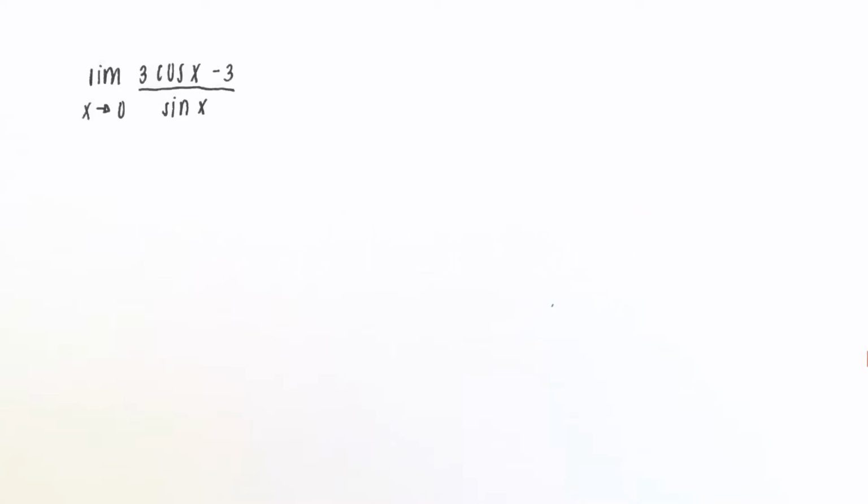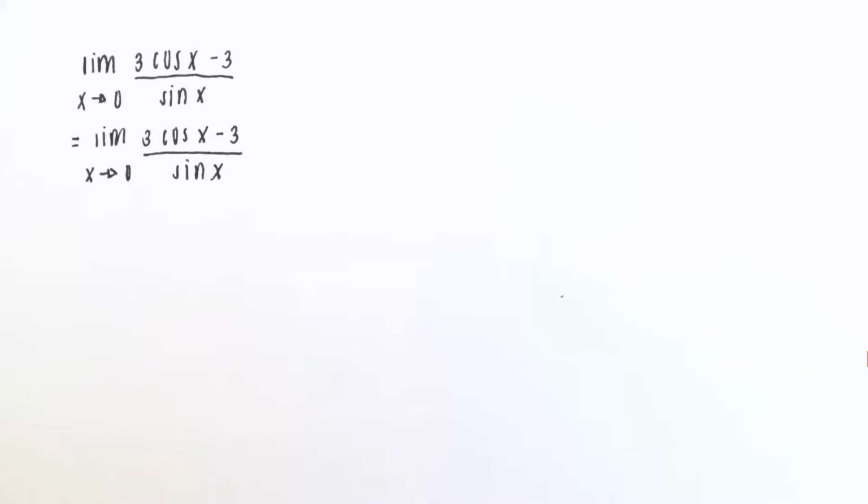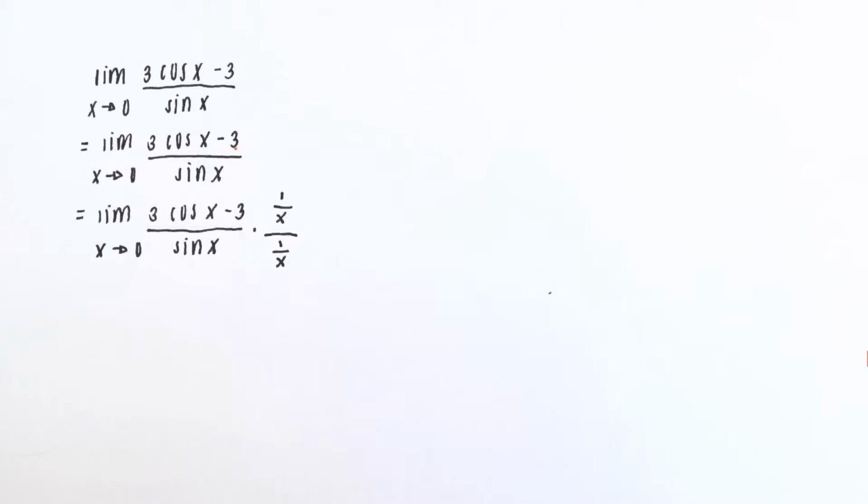Cosine x minus 3 all over sine x as x approaches 0, we notice that there is a trigonometric function of cosine x in the numerator and a trigonometric function of sine x in the denominator. Using the rules of sine x over x equals to 1 and 1 minus cosine x all over x equals to 0, we have to manipulate the function and give the trigonometric function in the numerator and the trigonometric function in the denominator their own denominators. Apply the function of 1 over x all over 1 over x.